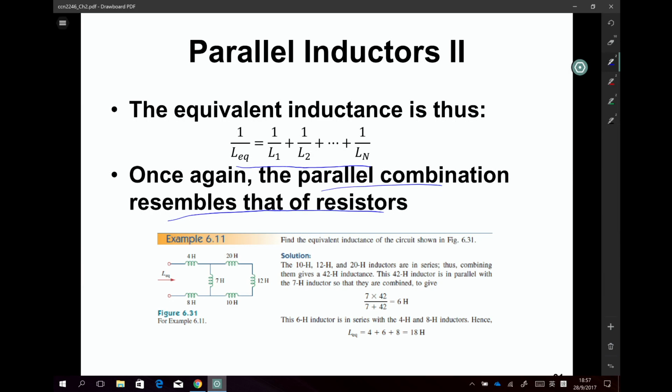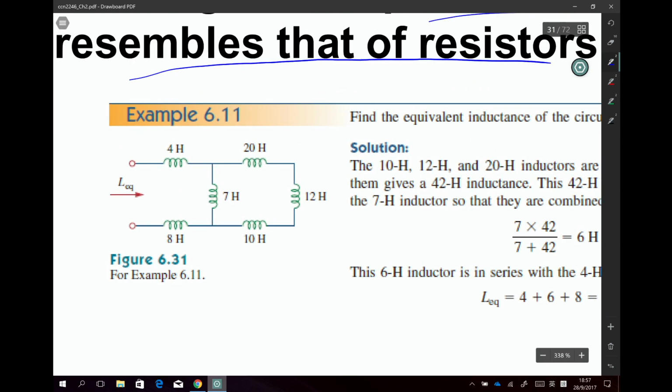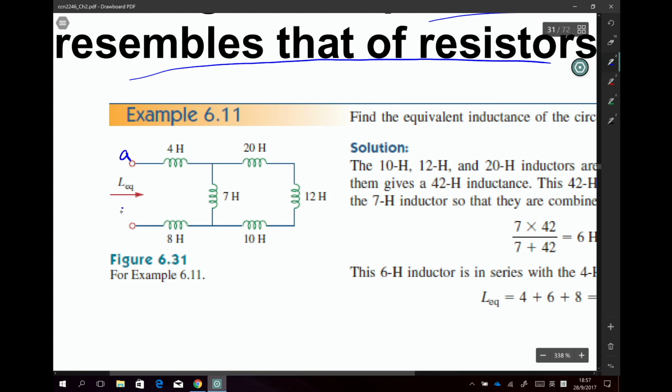Now we give you an example. Now you find that we have the inductor network like this one, and you are going to identify which part is in series connection and which part is in parallel connection. Okay, again, if you don't know, you can assign the label. Now this is loop A, loop B, loop C, loop D, loop E, loop F.